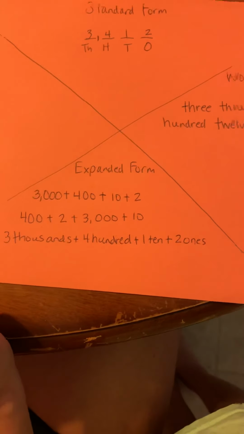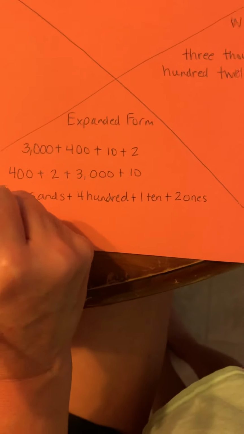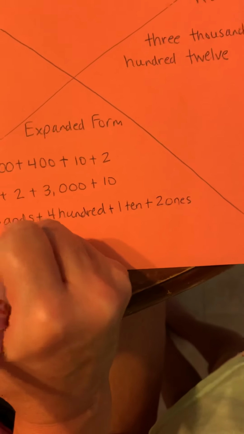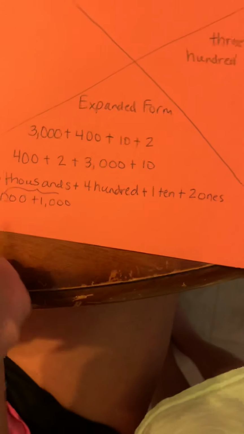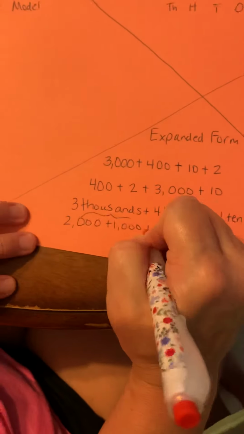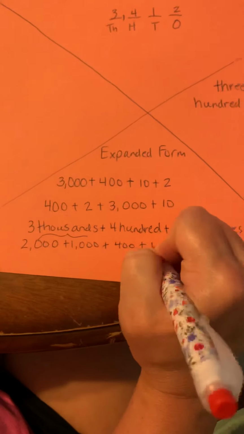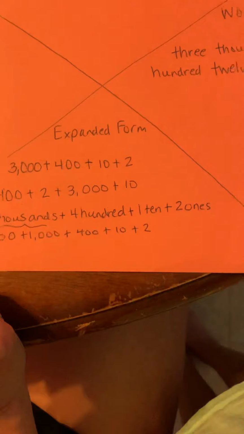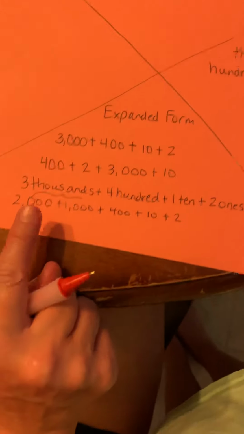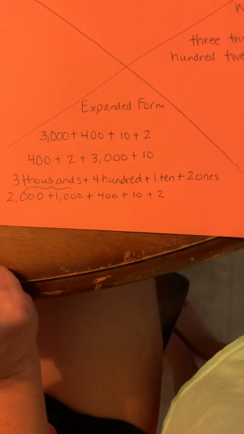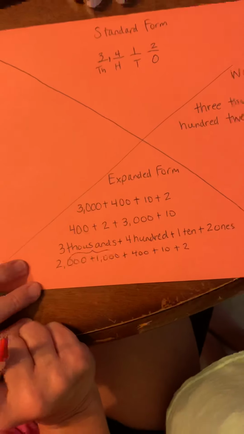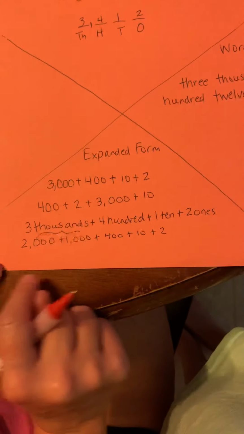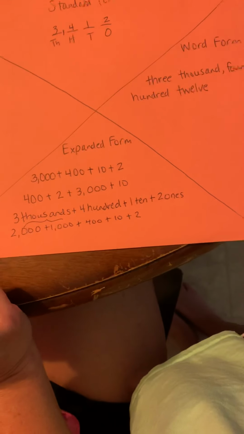Another way I could decompose this number is I could even break the thousands apart. I could say 2,000 plus another 1,000. Well, I know that total, 2,000 plus 1,000, gives me 3,000. I could also say plus 400 plus 10 plus 2. When you're doing this, I want to challenge you to come up with many ways to break this number apart into expanded form. Decompose it multiple different ways. You can start off by doing it the easy way, but see if you can challenge yourself to come up with some other ways, okay?